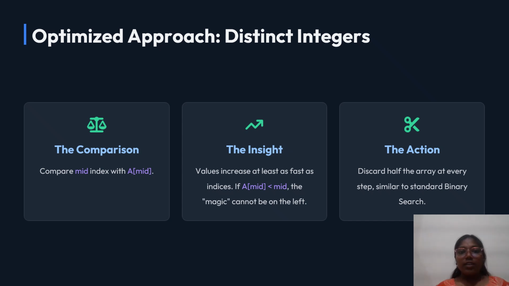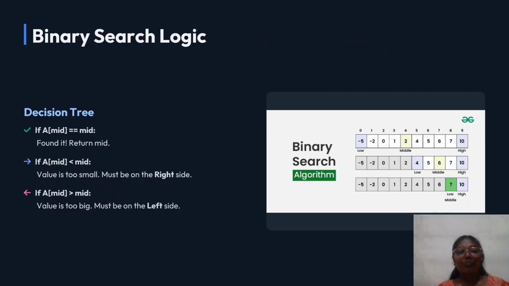Optimized approach, distinct integers. The comparison: compare the mid index with A[mid]. The insight is that values increase at least as fast as indices. If A[mid] is less than mid, the magic index cannot be on the left. The action is to discard half the array at every step, similar to standard binary search.